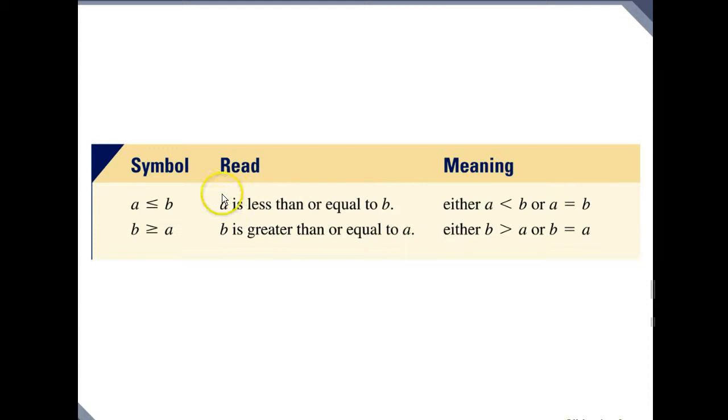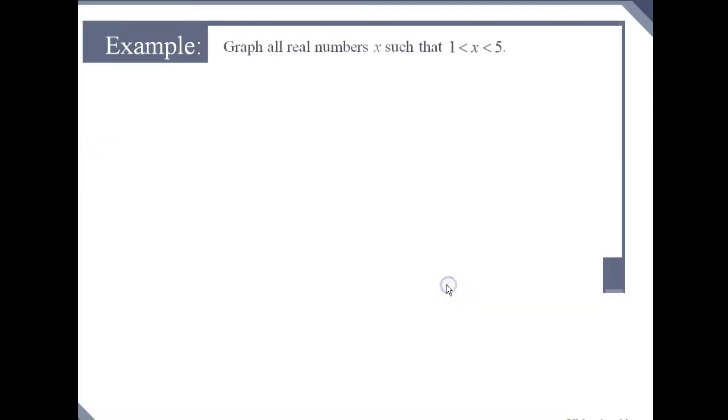Now this one states that A is less than or equal to B, and B is greater than or equal to A. Now, there is a difference in this that we'll be showing you as we go on, how we make a graph of this or show interval notation.